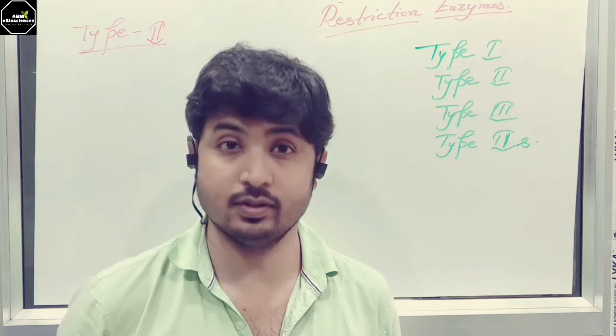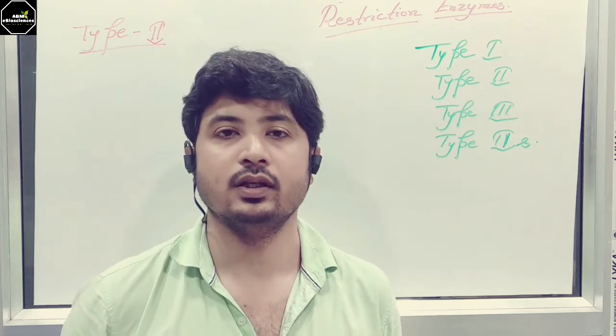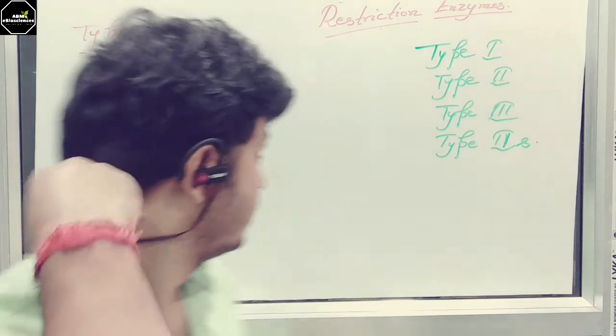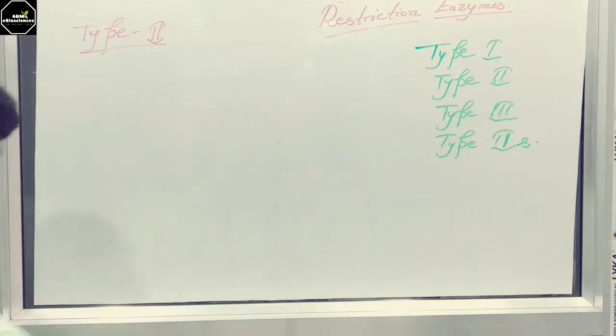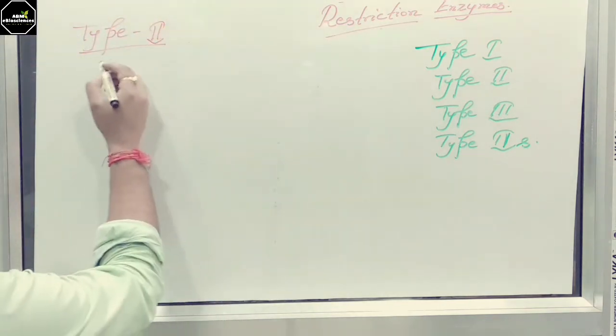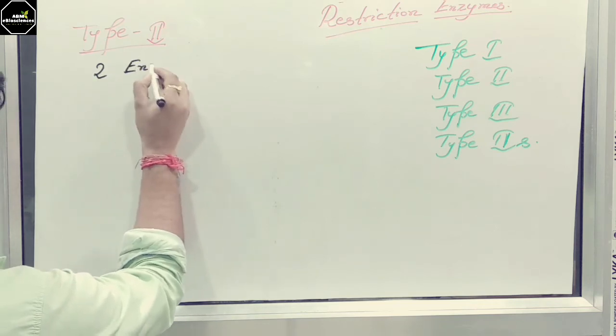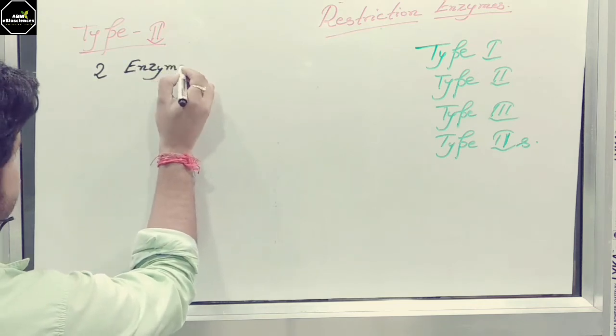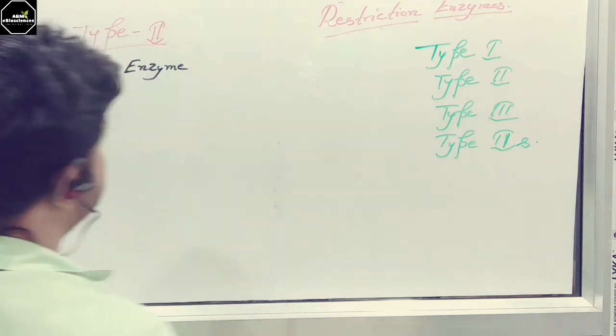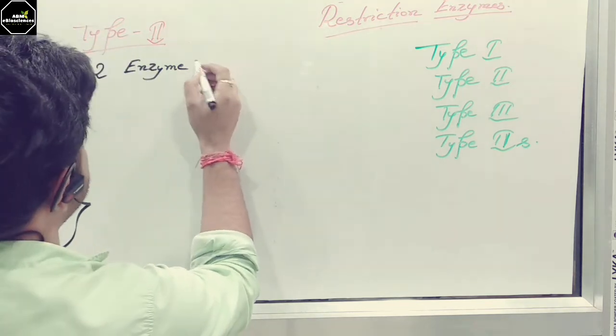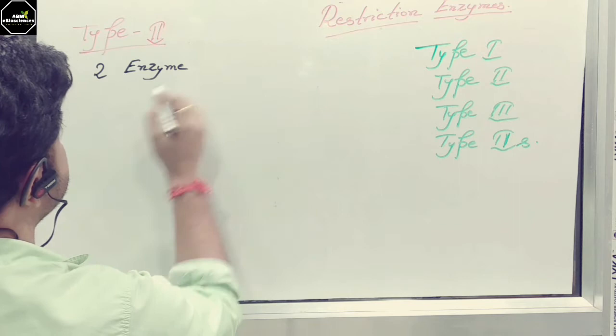The type 2 restriction enzymes are the most important restriction enzymes, which are essential for your molecular experiments, cloning experiments, or recombinant DNA technology related to any kind of work. So first I will tell you, type 2 restriction enzymes are two enzymes. Actually, it is not a complex, it is two enzymes, which you can say type 2 enzymes.